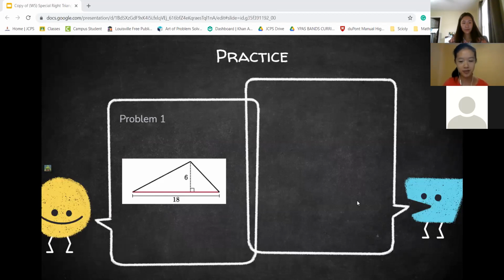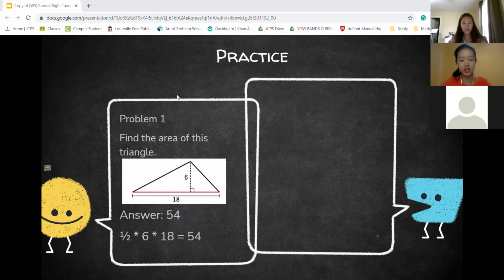Okay, we can do a few practice problems. So this first problem, just find the area. Nothing too complicated yet. Yeah, you guys are right. The answer is 54. The base would be 18, multiplied by the height, which is 6, and then don't forget to multiply by 1/2 or divide by 2. So 1/2 times 6 times 18 is just 54.